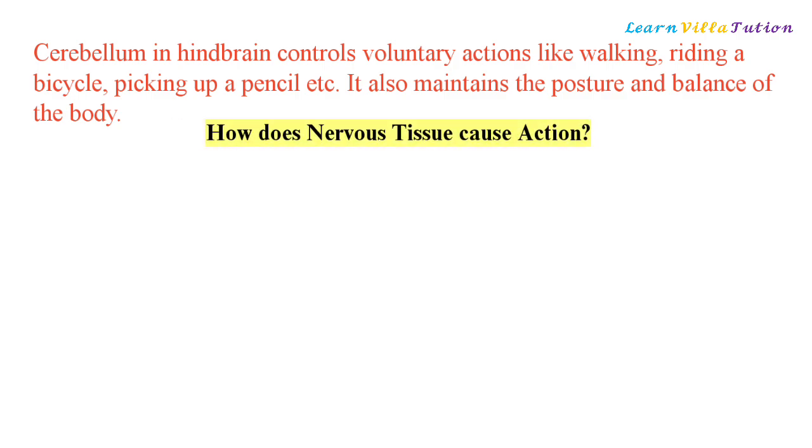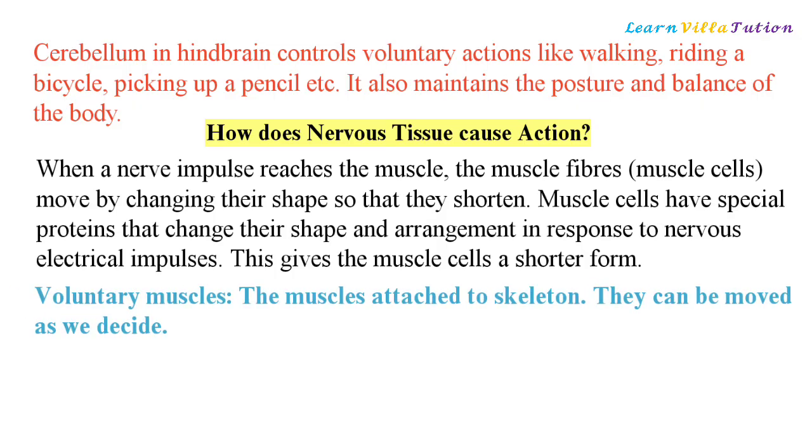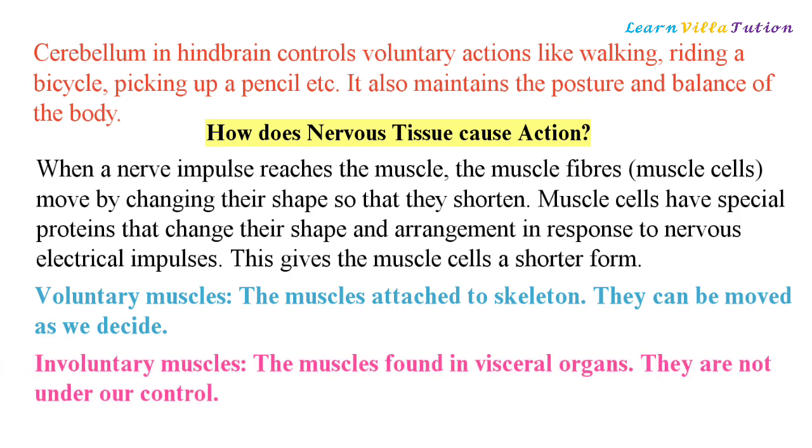How does nervous tissue cause action? When a nerve impulse reaches the muscle fibers, muscle cells move by changing their shape so that they shorten. Muscle cells have special proteins that change their shape and arrangement in response to nervous electrical impulses. This gives the muscle cells a shorter form. Voluntary muscles are the muscles attached to the skeleton. They can be moved as we decide. Involuntary muscles are the muscles found in visceral organs. They are not under our control.